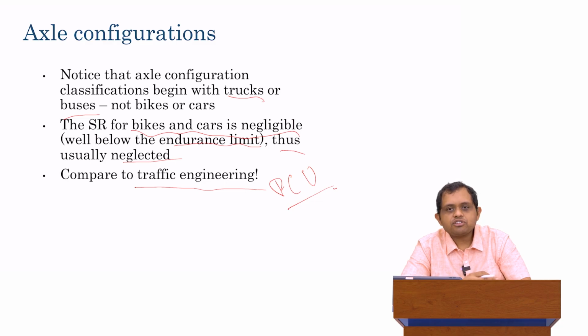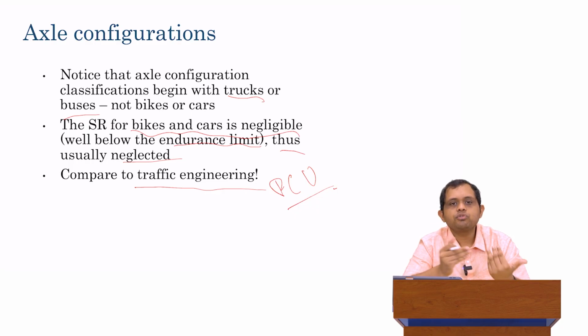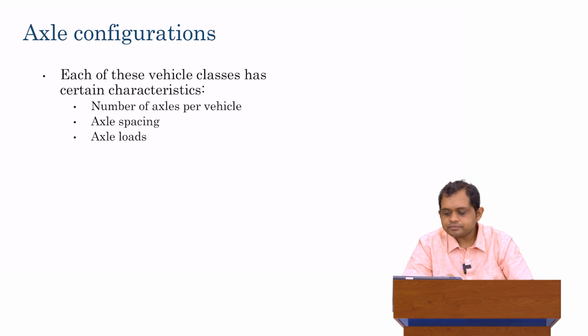So in traffic engineering, we are very much concerned about cars, about bicycles, about smaller vehicles, and we do assign certain values to them to try to homogenize the traffic flow. In pavement engineering, we completely cut these light vehicles out. We start our analysis with buses and then move onwards to light to heavy trucks. So that's a major and an interesting philosophical difference between these two fields within transportation engineering.